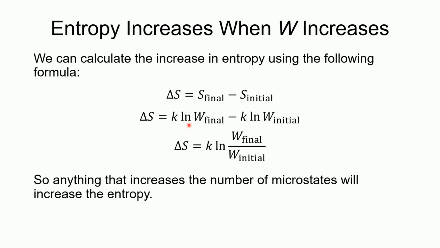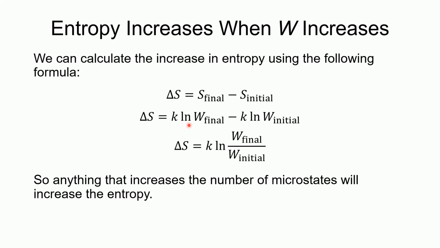and the natural log of a number bigger than 1 will be positive. If W final, on the other hand, was smaller than W initial, somehow we decrease the number of microstates in our system, then the natural log of W final over W initial would be negative. And that can happen for the system. I'll explain how it can happen a little bit later.